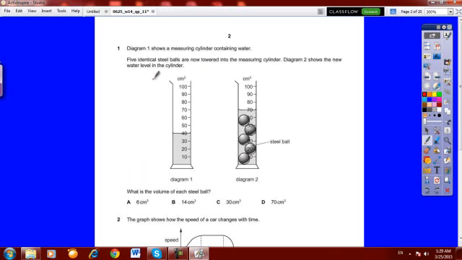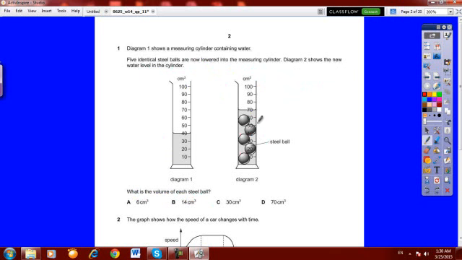Number 1. Diagram 1 shows a measuring cylinder containing water. 5 individual steel balls are now lowered into the measuring cylinder. Diagram 2 shows the new water level in the cylinder. What is the volume of each steel ball?